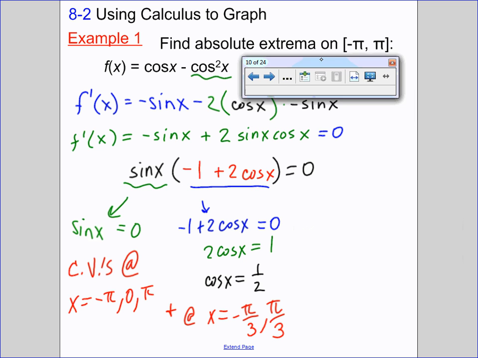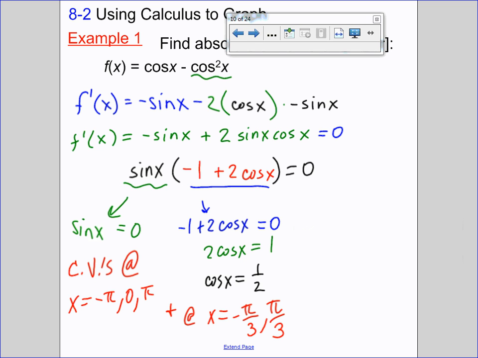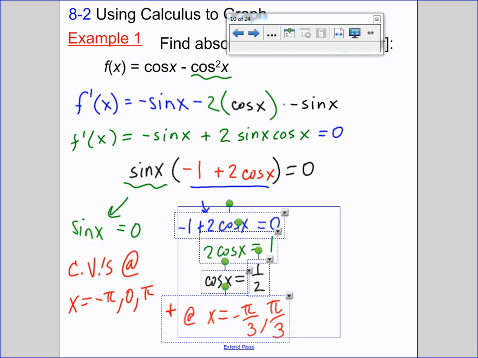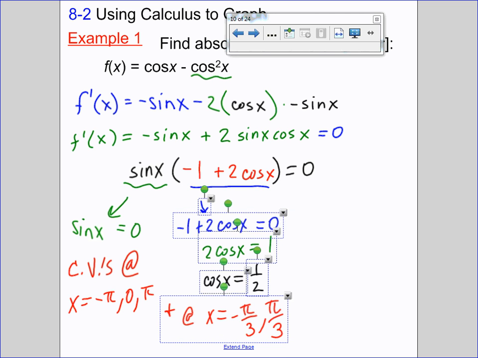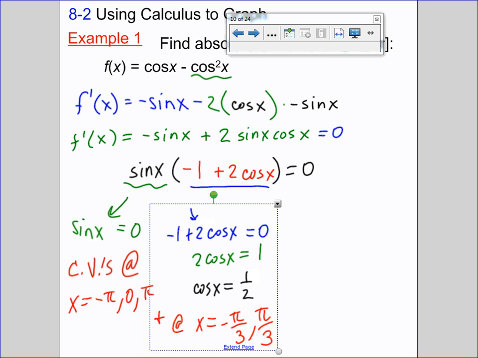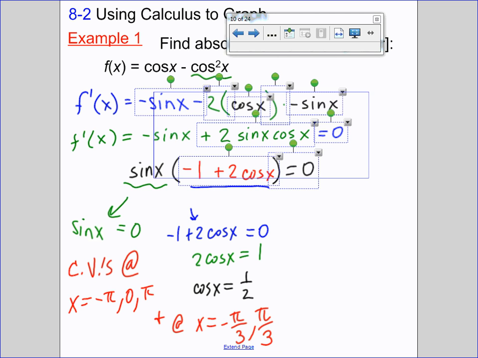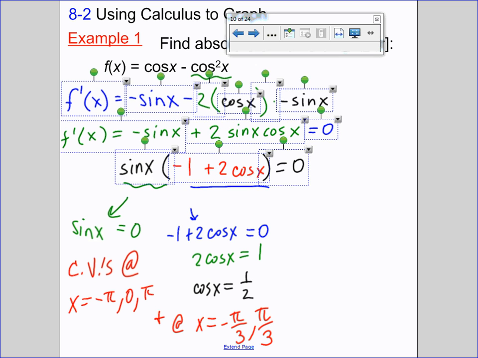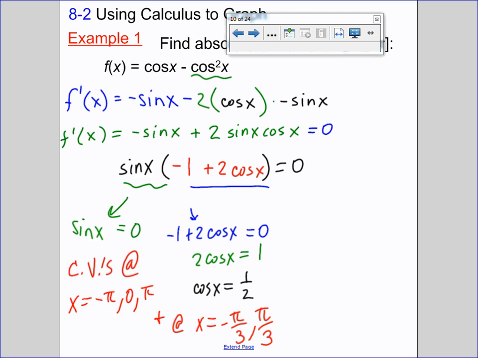Okay, so now that we've generated my critical values, I'm going to scooch this over a little bit and make an XYT chart. My XYT chart is going to simply be a way for comparing the y coordinates attained at my critical points with those attained at my endpoints so that I can pick out the greatest value. The greatest value from all those candidates is the absolute maximum. The least y coordinate from all those values is the absolute minimum.